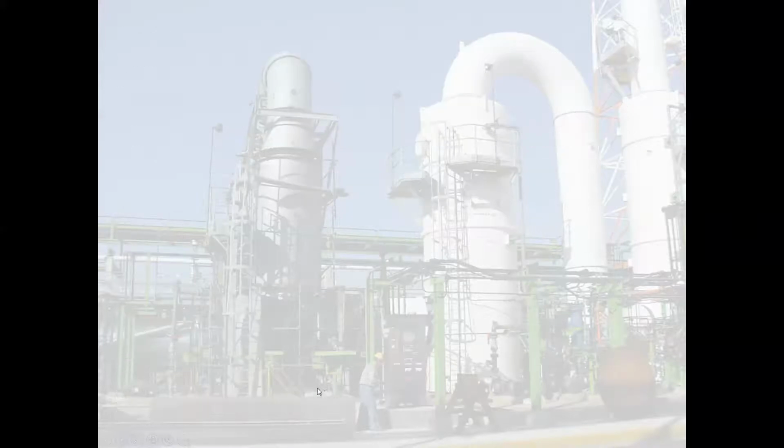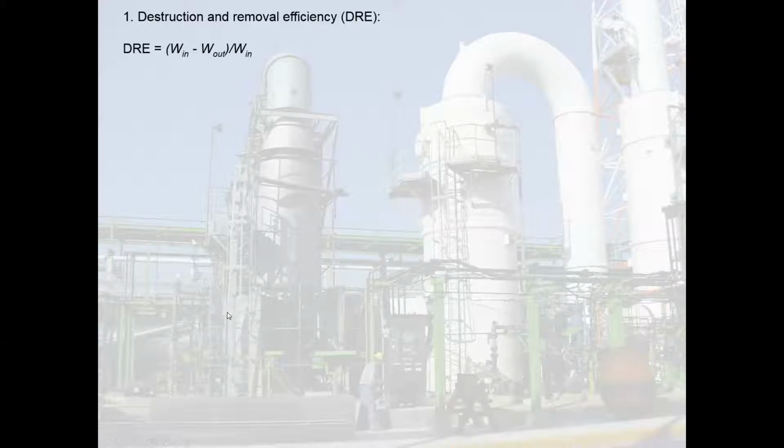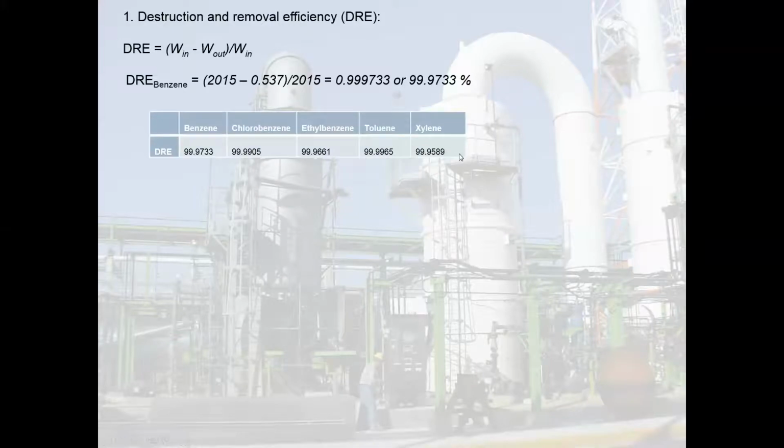So the first thing that we want to do, very quick calculation, is to just look at the destruction and removal efficiencies. So we're using our equation of the mass flow in minus the mass flow out, normalized by the mass flow in, multiplied by 100. And so what we find, and I'm just doing benzene as an example, is that once you apply the values, you get an efficiency multiplied by 100, you get that percentage. So what I've done is I've calculated all of those for the various constituents there, and it might be helpful for you to go back and confirm those values that I've included here.